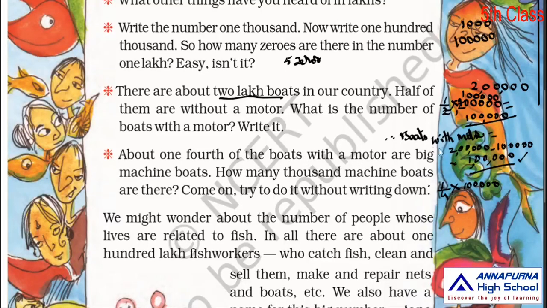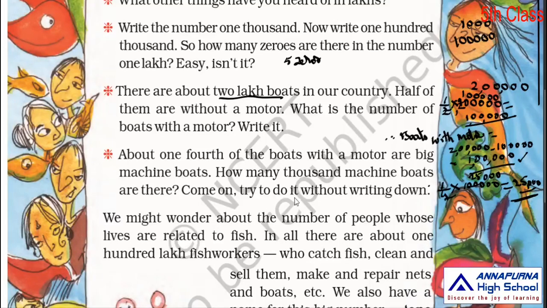How many motor boats are there here? We found that 1 lakh are there. Therefore, 1/4 of 1 lakh is equal to how much? That means 25,000. 25,000 boats are big machine boats. How many thousand machine boats are there? 25,000 machine boats are there.